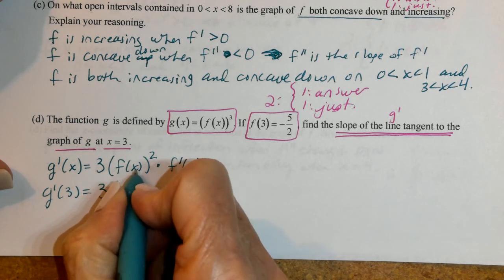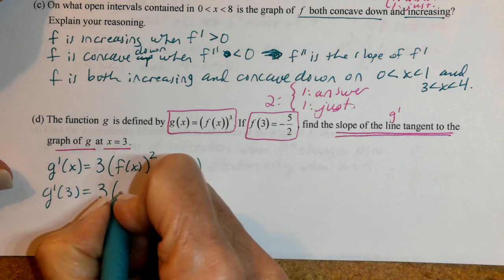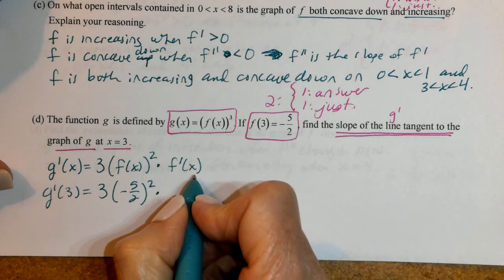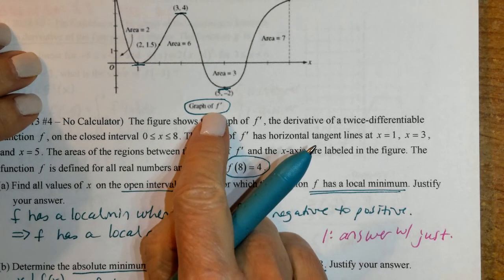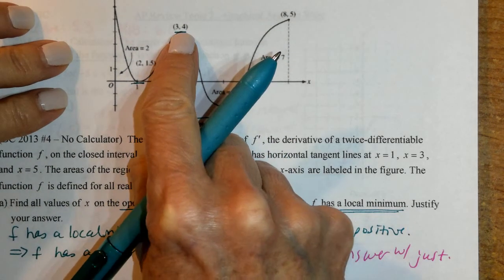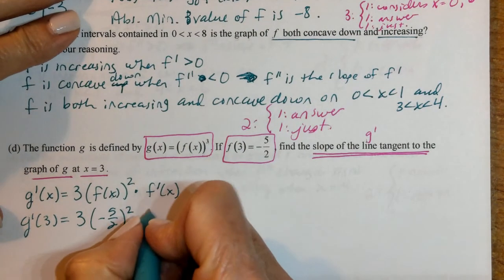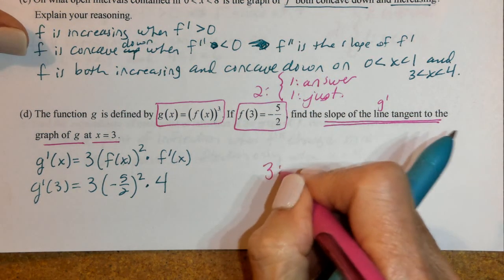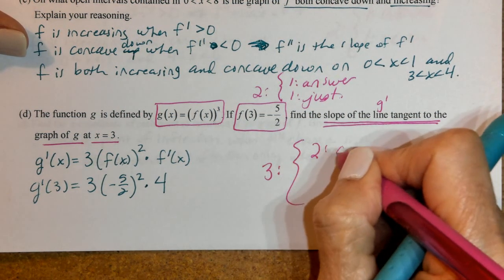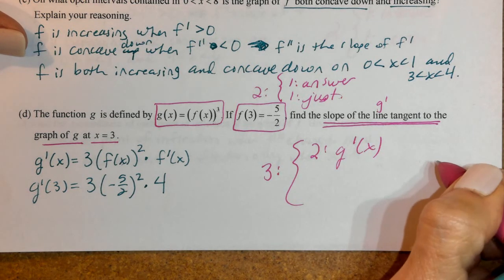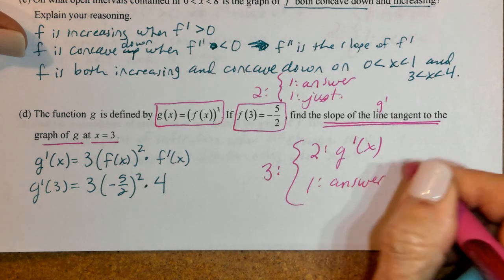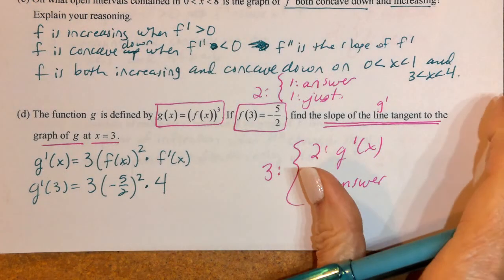Next up, we put 3 in for x. So we'll have f of 3 squared. They gave us f of 3. And then we need f prime of 3. F prime of 3 is, here's the graph of f prime. So f prime of 3 is just 4. So this is just 4. And that would be a safe stop spot. So I'm going to safe stop. This was worth 3 points. 2 points for finding g prime of x using the chain rule. There's a lot for a chain rule. And then 1 point for our answer. So that's how that was scored.